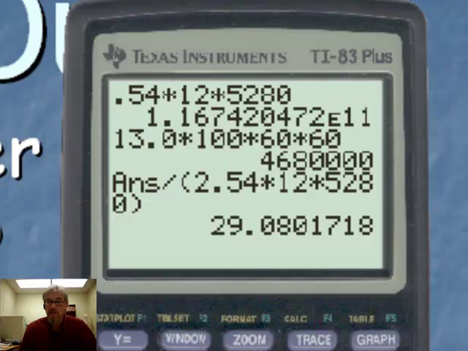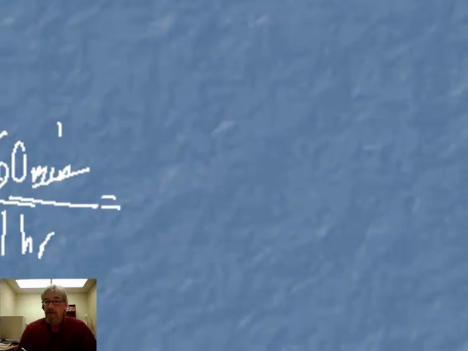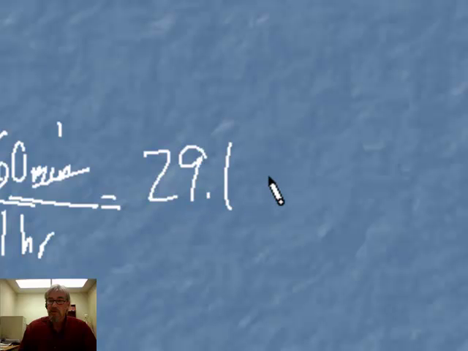So that's the correct answer, and I got that by putting parentheses in before I multiplied the product that's in the denominator. It's called order of operations, and your calculator isn't smart enough to know what you want it to do. You have to tell it. So my answer ended up being 29.1, and this was miles per hour.